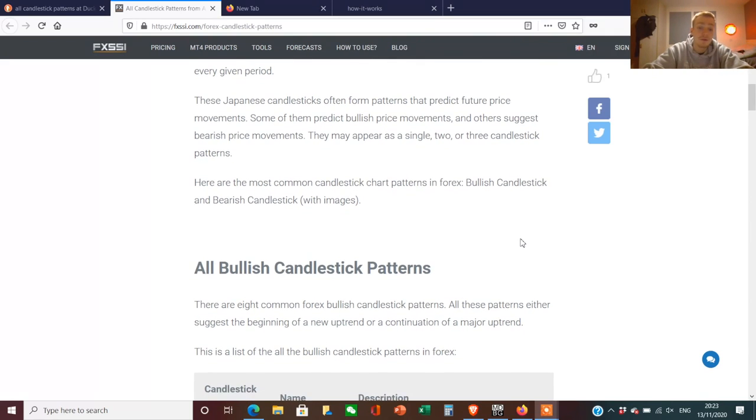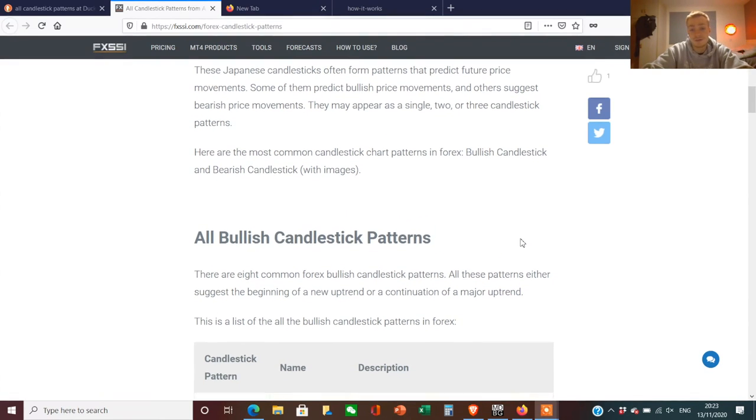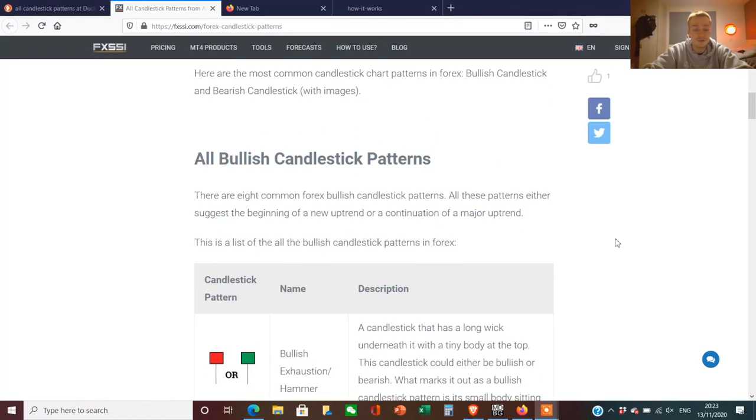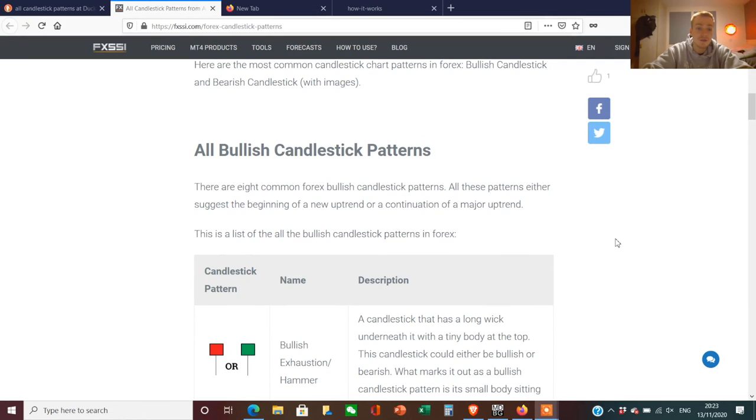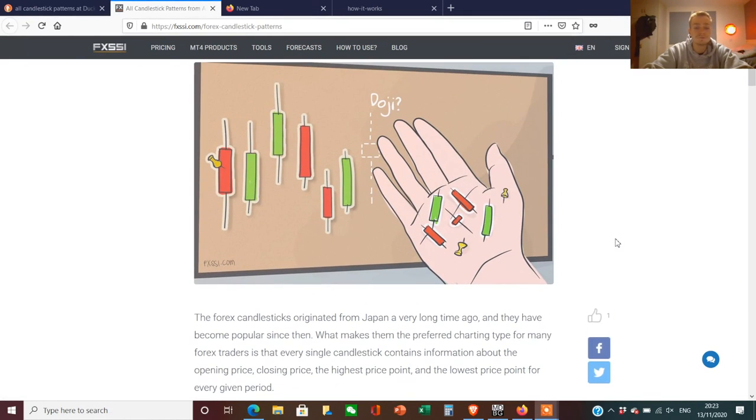So here are the most common candlestick chart patterns in Forex: bullish candlesticks and bearish candlesticks with images. So we'll go through the bullish candlestick patterns first. And also I'll just briefly explain on this bit here.